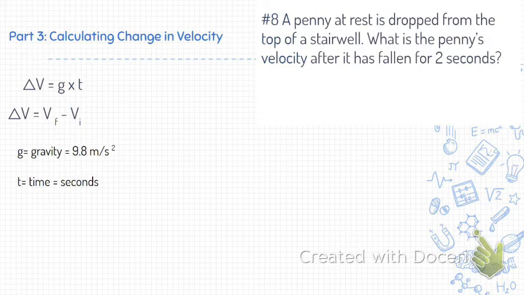So the example problem here is number 8 in your notebook. It reads, a penny at rest is dropped from the top of a stairwell. What's the penny's velocity after it's fallen for 2 seconds? Using our critical reading strategies, we're going to identify what we're solving for and figure out our variables. So I like to circle that word velocity and identify that that's our final velocity, and then identify what the other variable is, and that it's fallen for 2 seconds, so that's time.